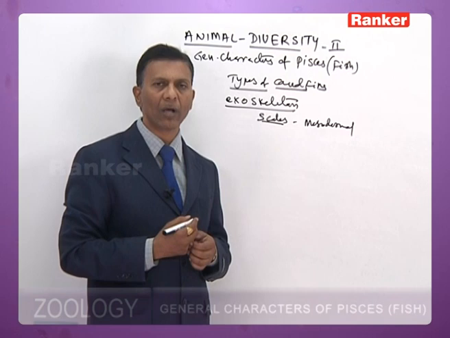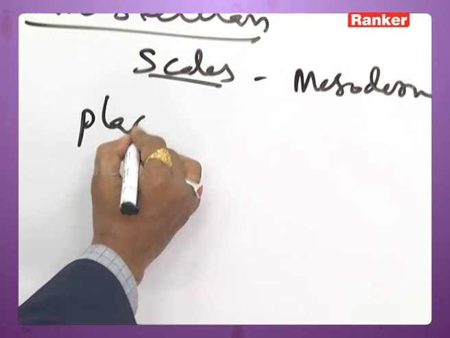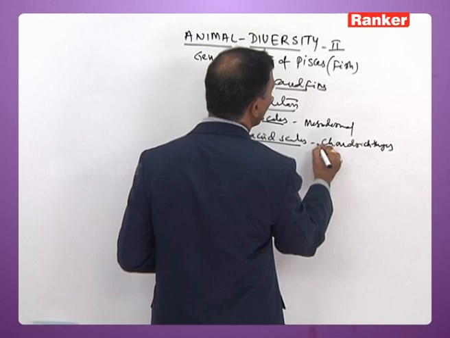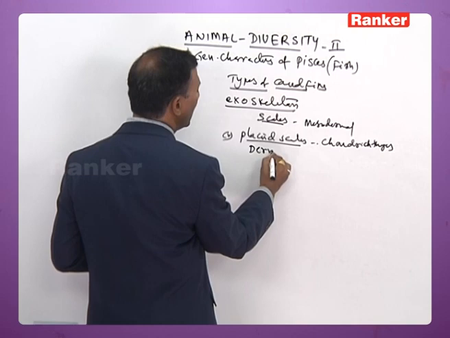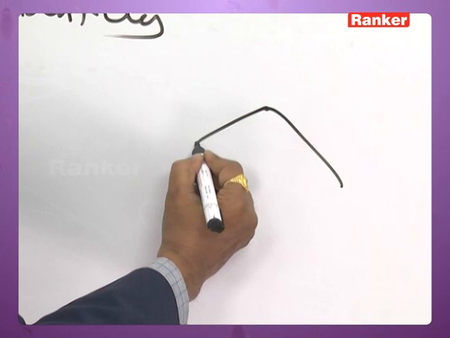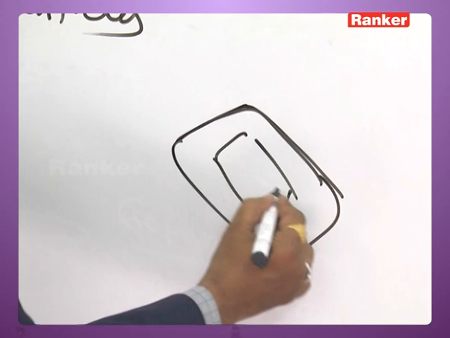The most common type of scales are placoid scales. Placoid scales are found in chondrichthyes, the cartilaginous fish. Placoid scales are also called dermal denticles. Each placoid scale has a structure called basal plate. This basal plate is deposited with pulp cavity.